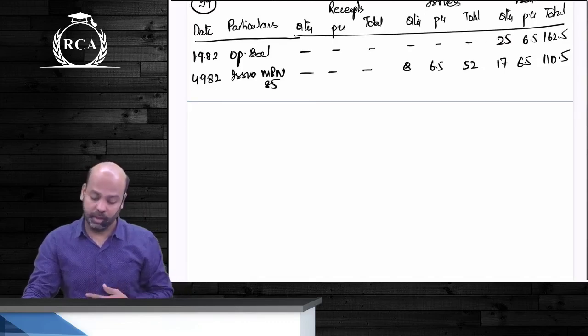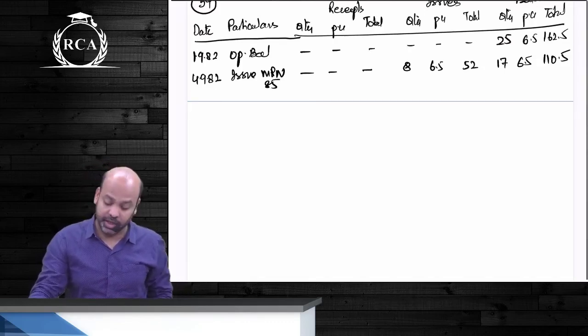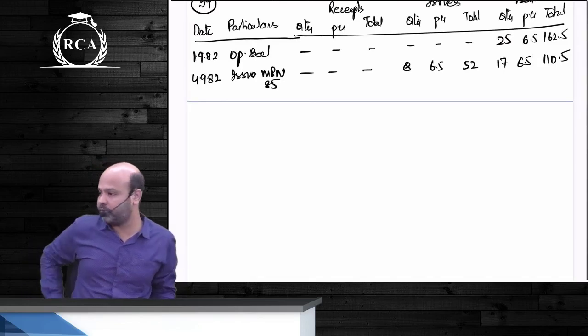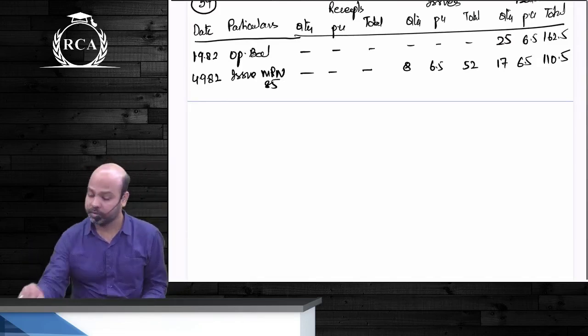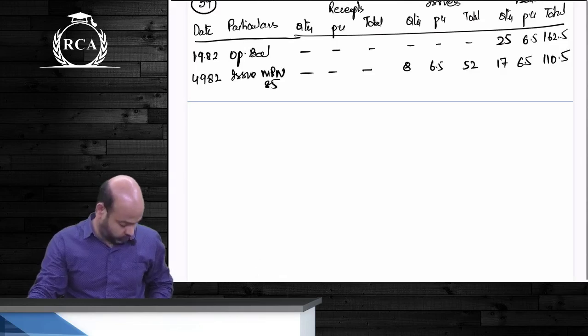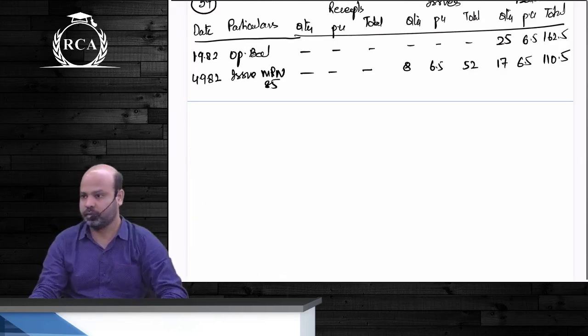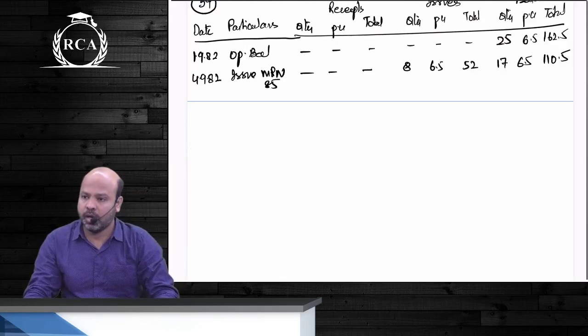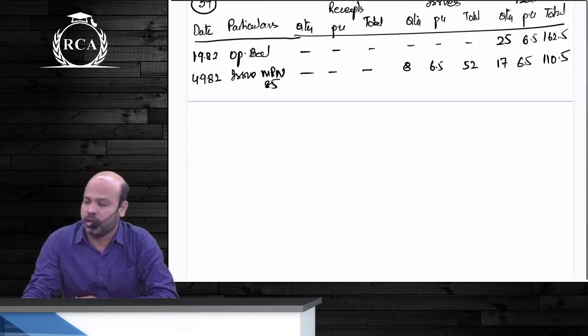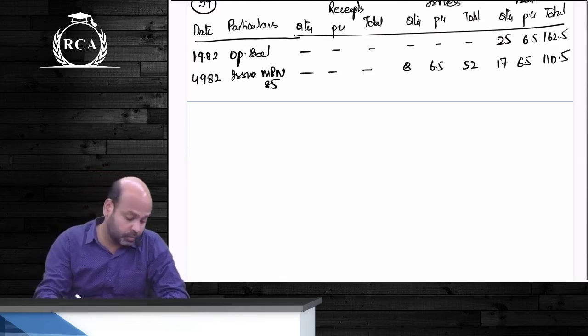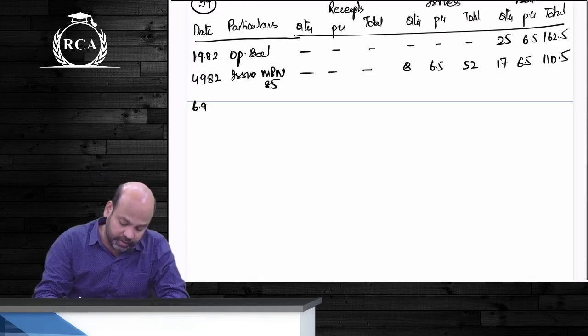After the opening balance of 25 units and you issuing 8 units, you will have a leftover balance of 17 units. Next, on 6th of September, beta, receipts.